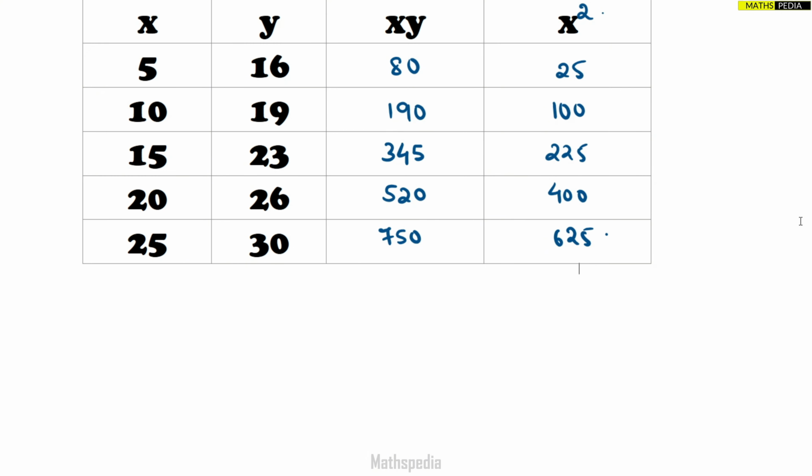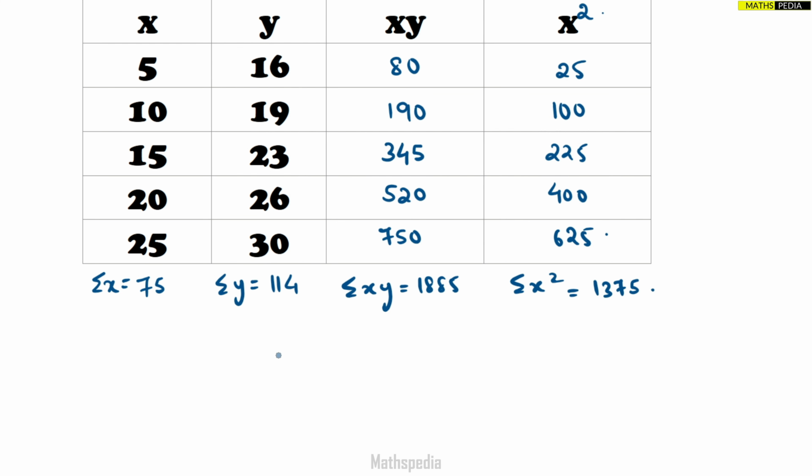Now what we need to do? We need to add them all. That means we have to find the summation of the corresponding columns. Summation of x: add all the first column values, 5 plus 10 plus 15 plus 20 plus 25, it will be 75. Summation of y will be 114. Summation of xy will be 1885. Summation of x square will be 1375, right? After we get all these values, we'll go for the second step.